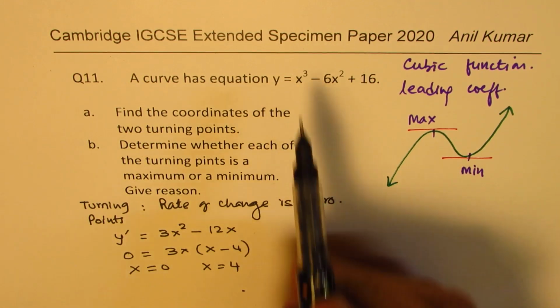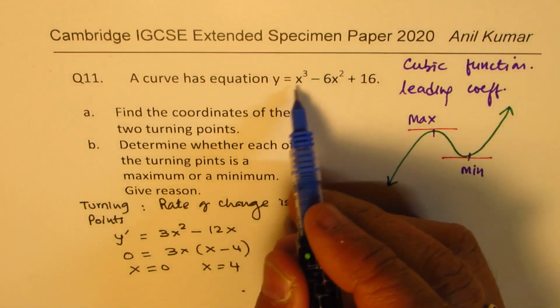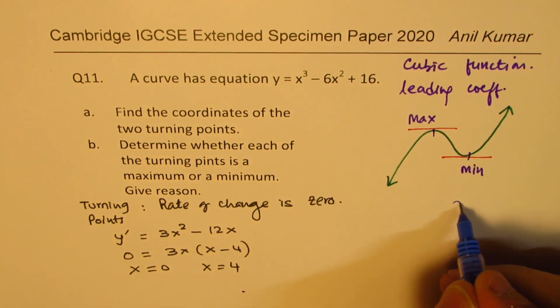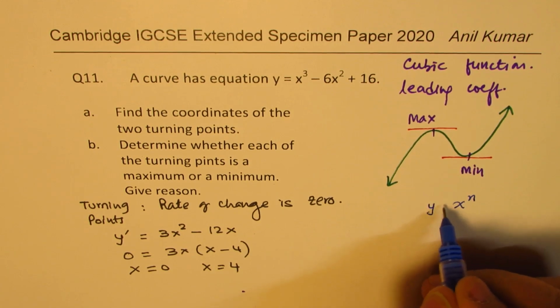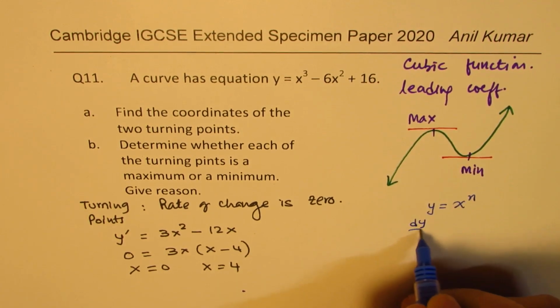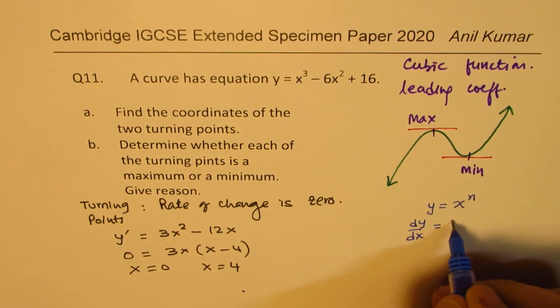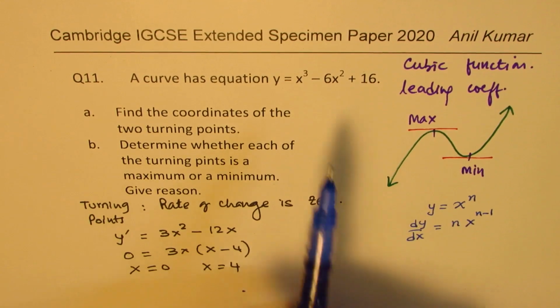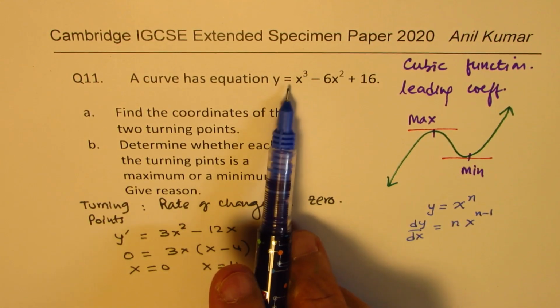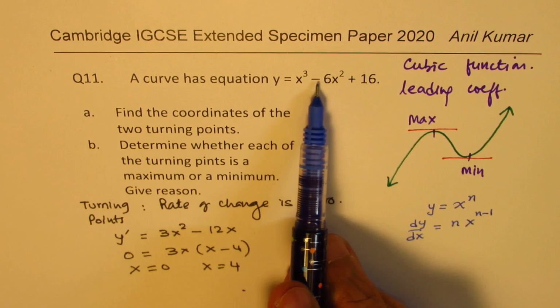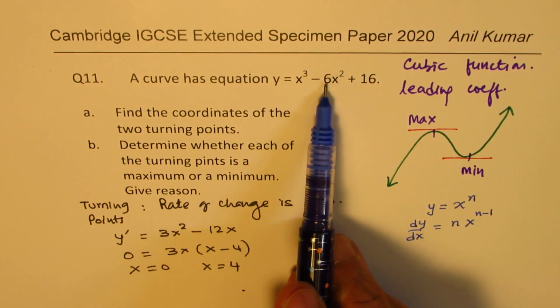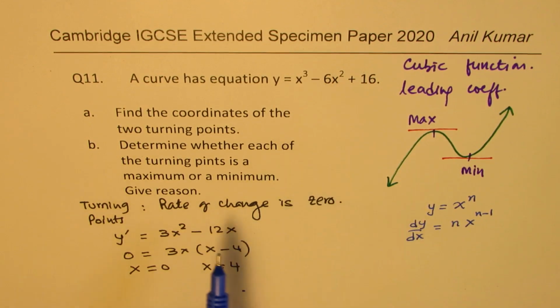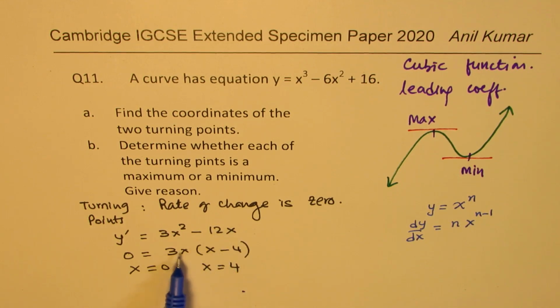So I hope you understand the derivative. We have applied the power rule to find the derivative. If you have x to the power of n, let's say y equals x to the power of n, then dy/dx, the derivative, is n times x to the power of n minus 1. So that is the rule which we applied. Since it is x cubed, 3x squared is the term you get. Since it is minus 6x squared, 2 gets multiplied with 6, you get 12x. Equating that to 0, we took 3x common, left with x here, and 12 divided by 3 is 4.